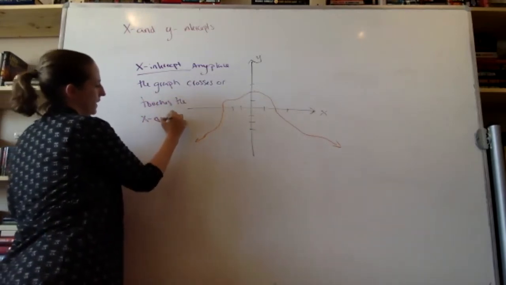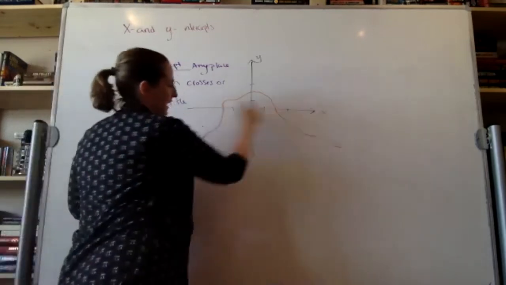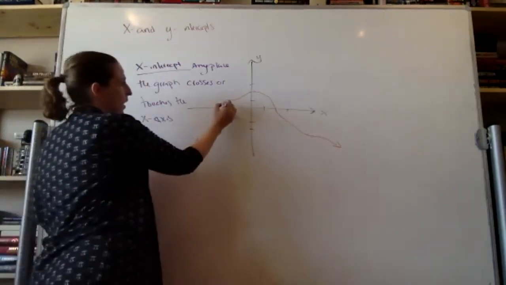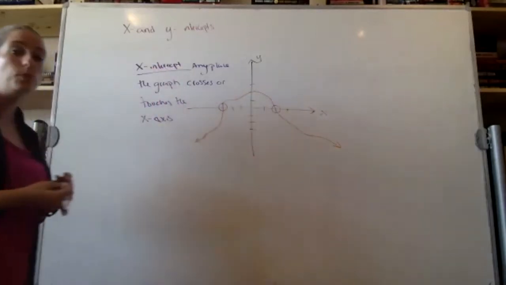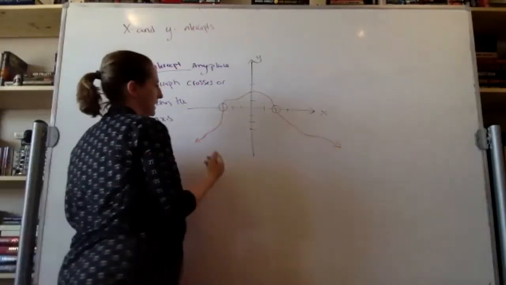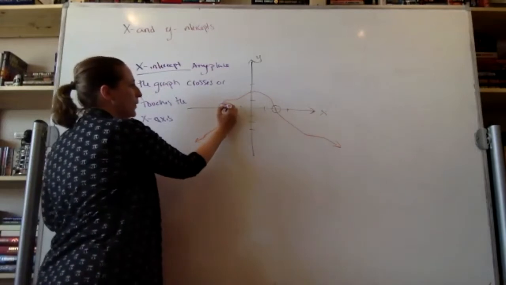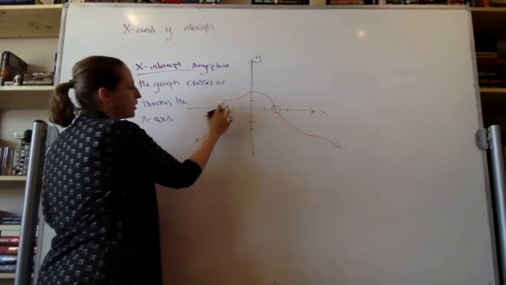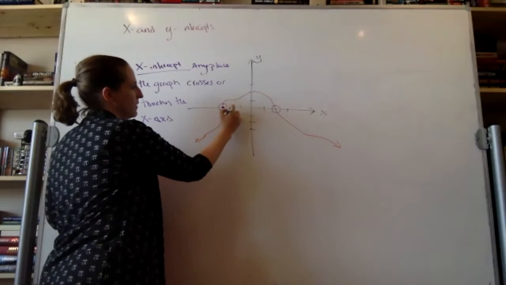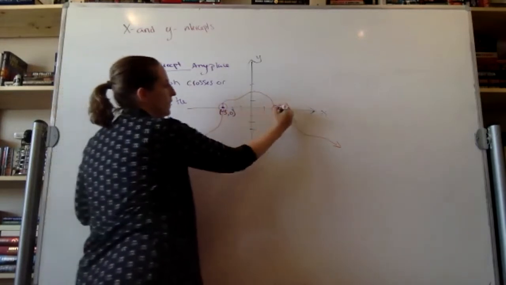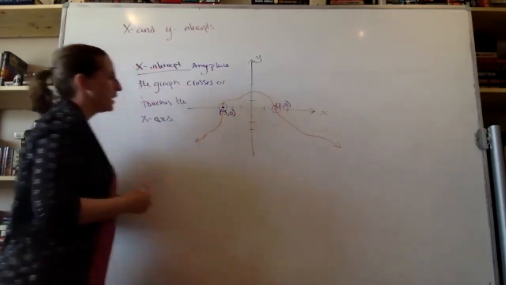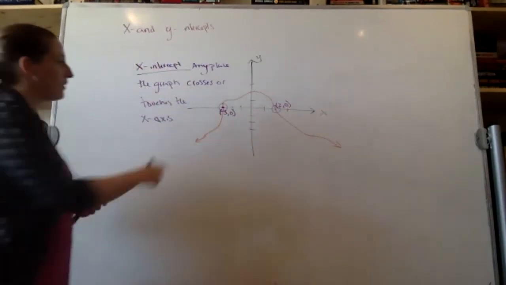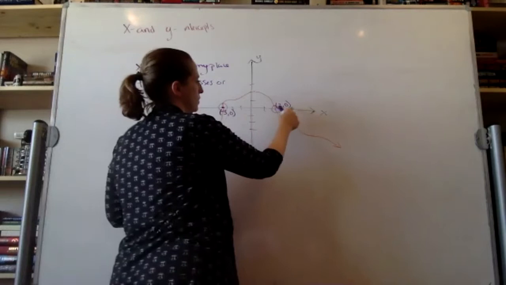Well, what do you think? Well, here's our x-axis. It's our horizontal axis. Our graph is crossing the x-axis at two places, here and here. Now, if we want to describe those, we would use ordered pairs. The ordered pair here is (-3, 0), and the ordered pair here is (2, 0). So our x-intercepts for this graph would be (-3, 0) and (2, 0).